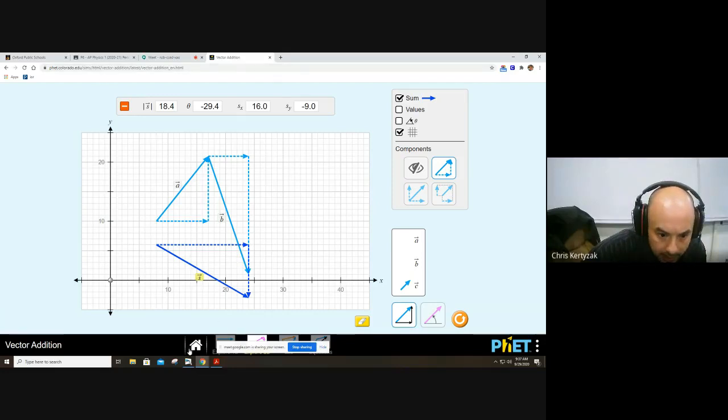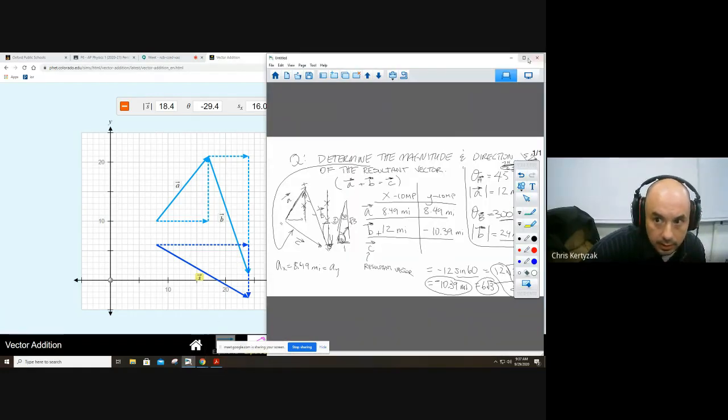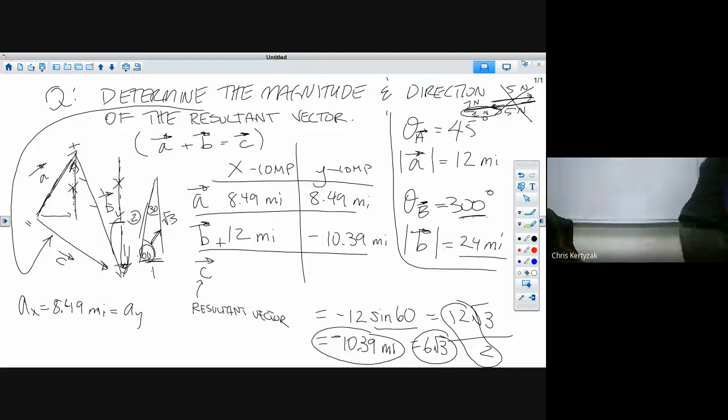So I'm now going to go back to my thing here to add those up. This is AX, this is BX, this is going to be CX. Let's add them. 8 and 12 makes 20. Throw another 0.49 in.